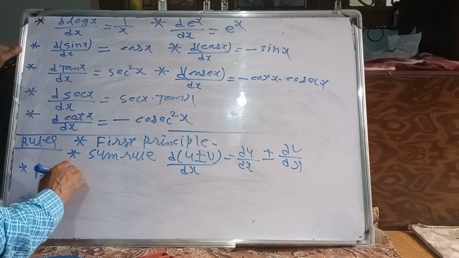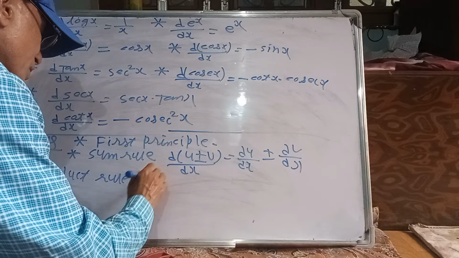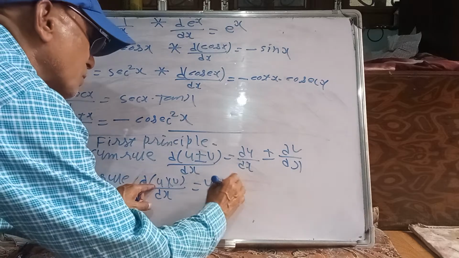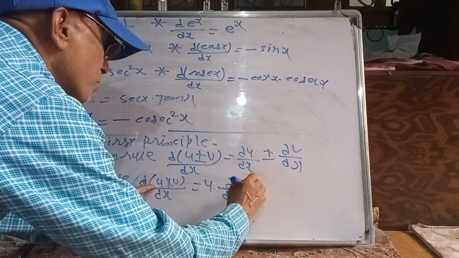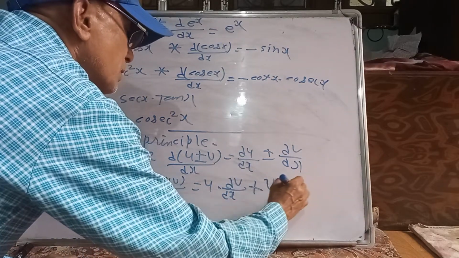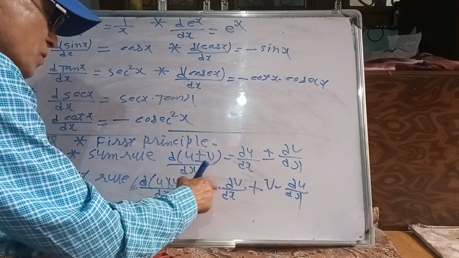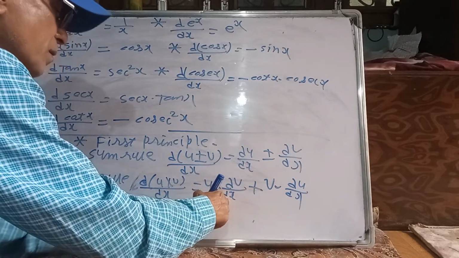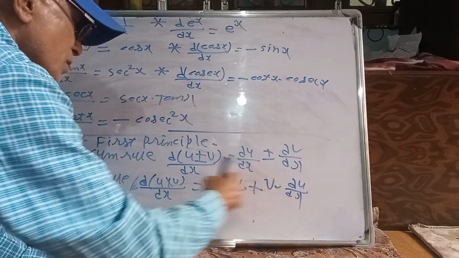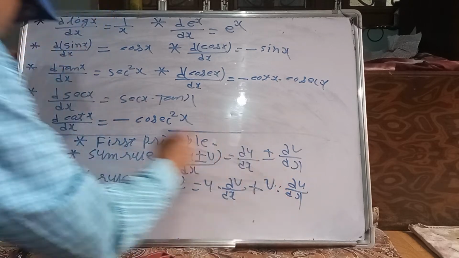Product rule. Product means into. For example, differential coefficient of u into v with respect to x equal to u first function into derivative of the second function plus second function v into dc of the first. First function into dc of second. Here dc means differential coefficient. Plus second function into dc of the first. This is the product rule.